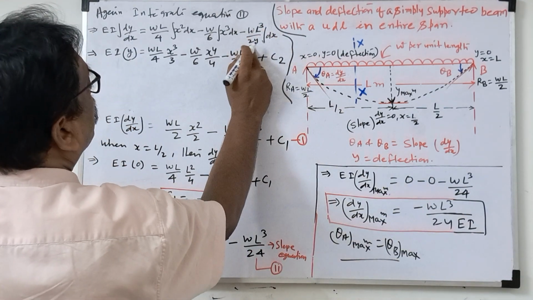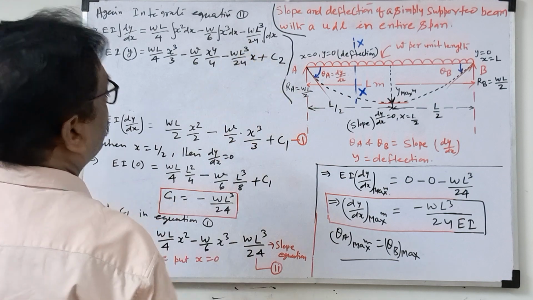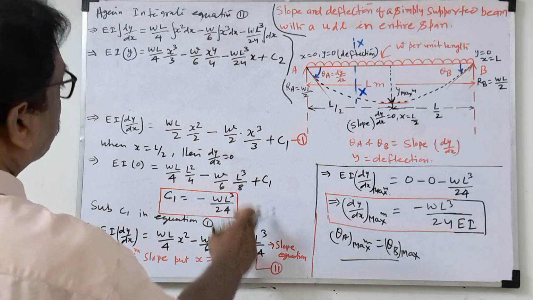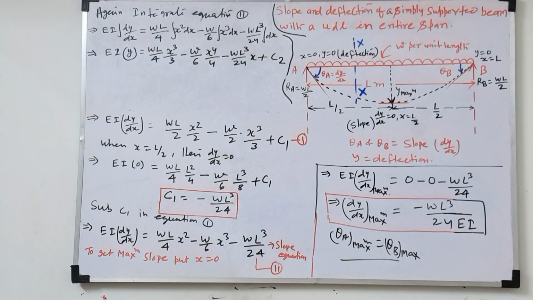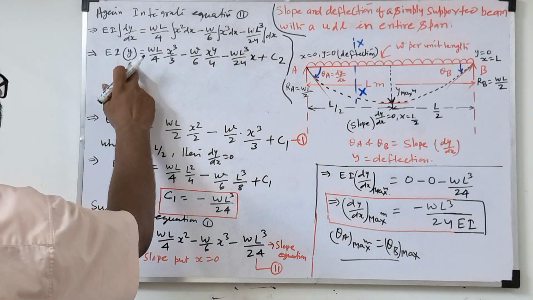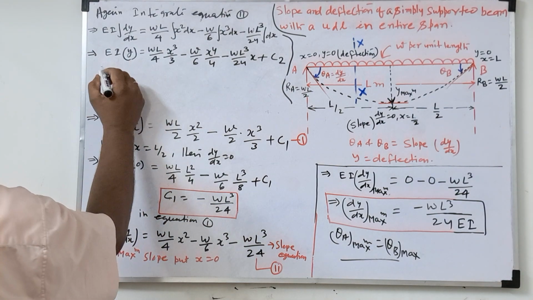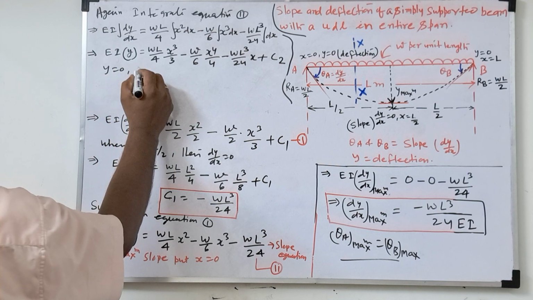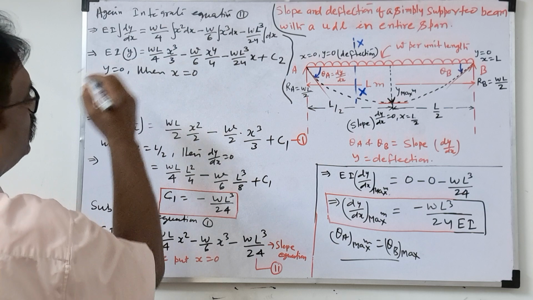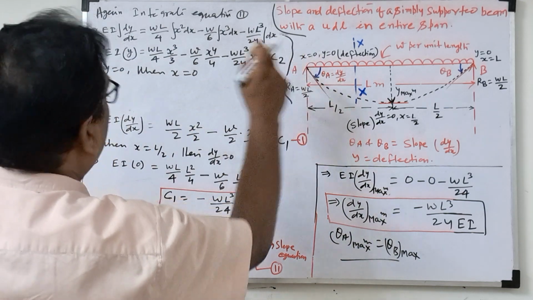WL cube. So this is WL cube. Then the integration of x dx is x. So our equation says WL cube by 24 plus C2. Now how to remove the C2? What we have to do: the deflection will be 0 when x equals 0. So the deflection y is equal to 0 when x equals 0, because the deflection will be 0 at the point A.